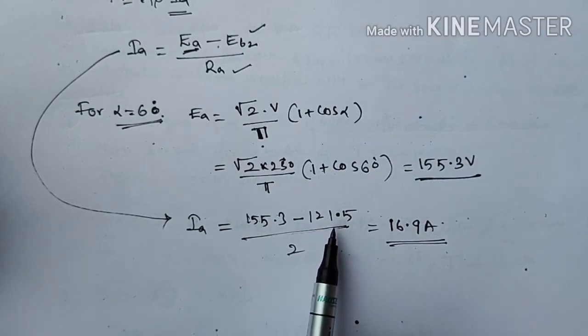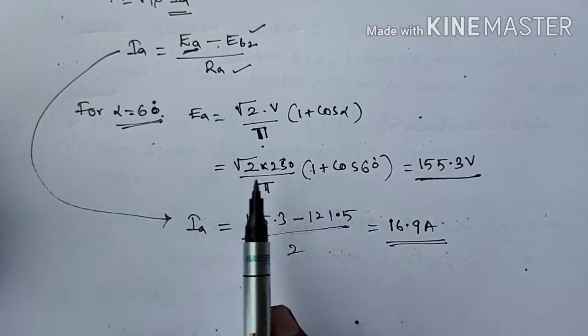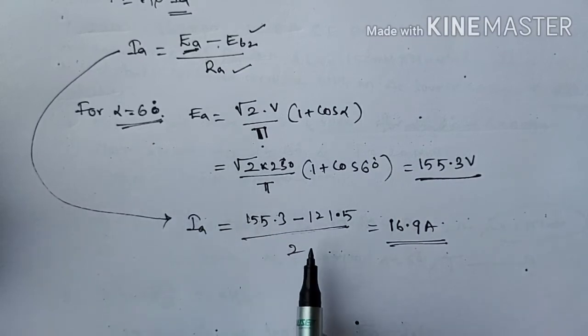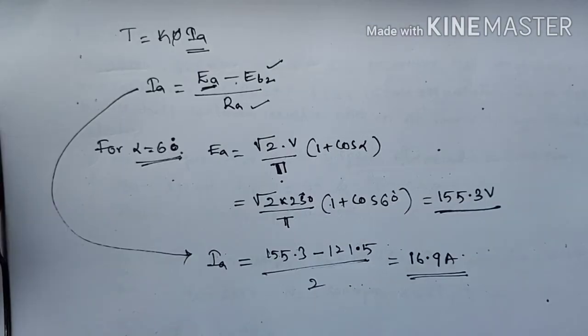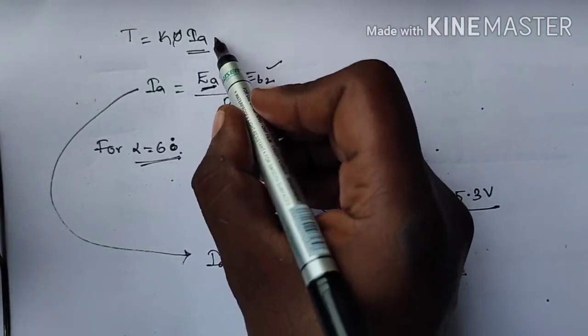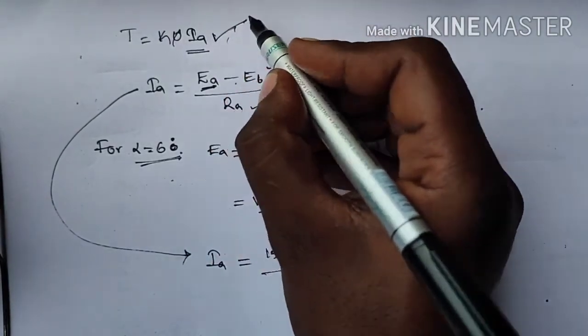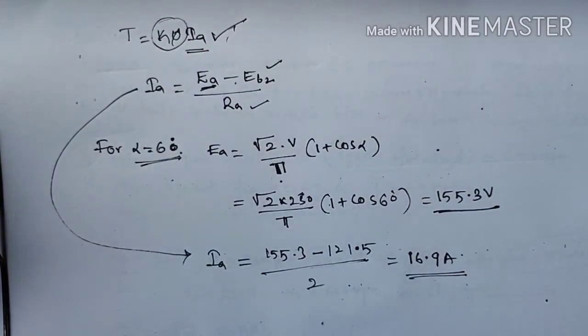as well as the EB for 600 rpm, as given in the problem. What did they ask in the given problem? Motor torque for alpha equal to 60 degrees and a speed of 600 rpm. We got the current IA at 600 rpm and alpha equal to 60 degrees. Now you got the IA value, but we have to calculate the K phi value.